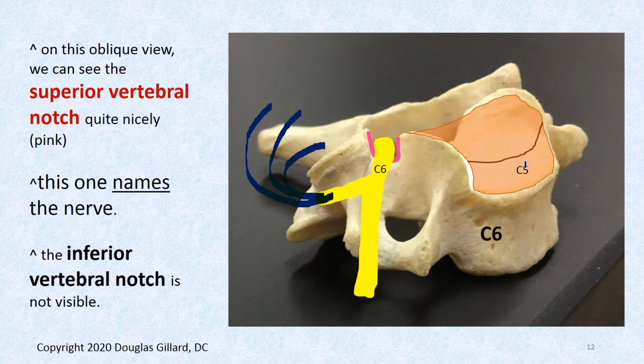What else do I want to say? Remember, this would be the C5 disc right here. Right? Remember, the bone that sits on top of the disc conquers it. Look at a very deep vertebral notch here.